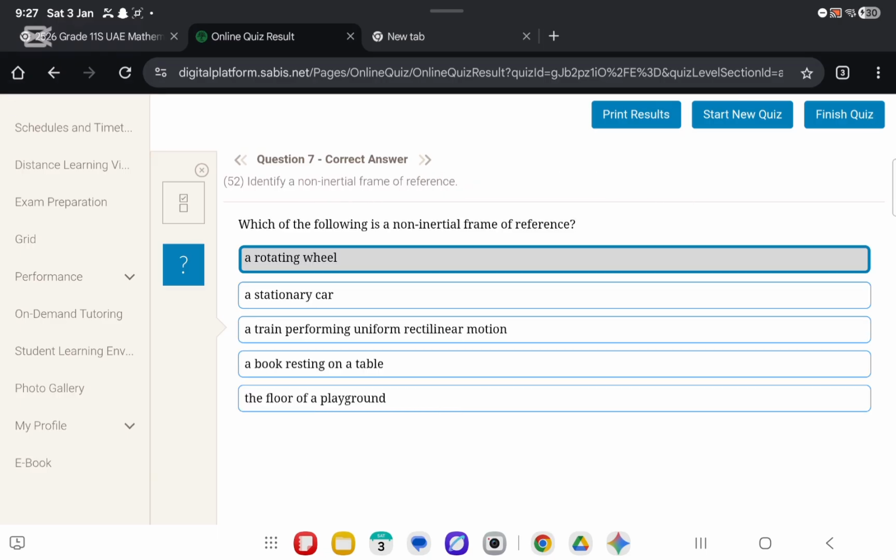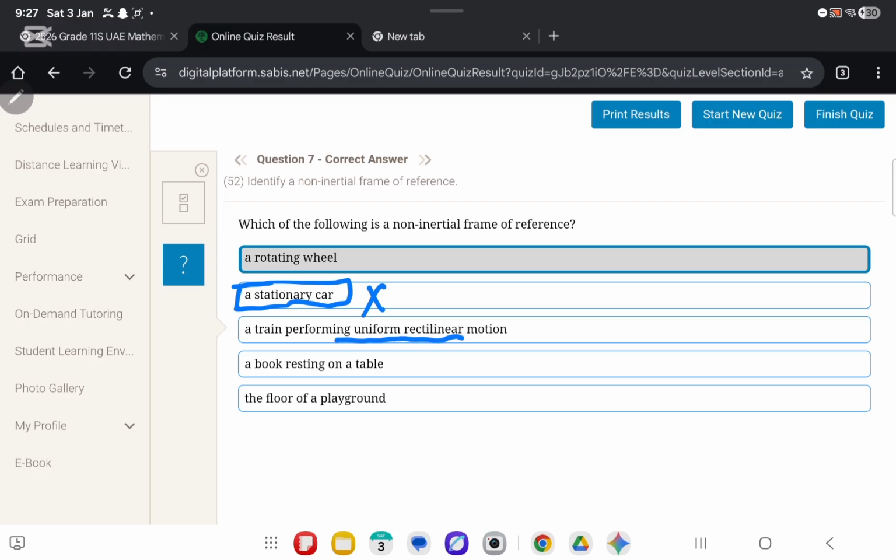Which of the following is the non-inertial frame of reference? Inertia, basically, you know what inertia is. I can't really explain inertia to you. It's annoying to explain. So a stationary car is an inertial frame of reference. This is correct. Well, it's wrong in this context, but it is an inertial frame of reference.